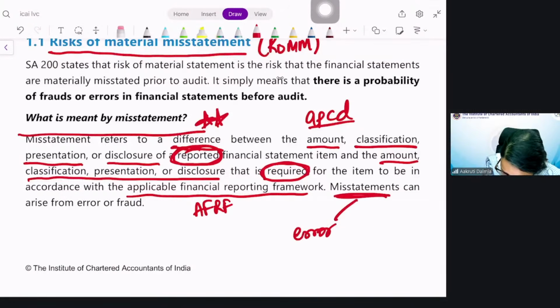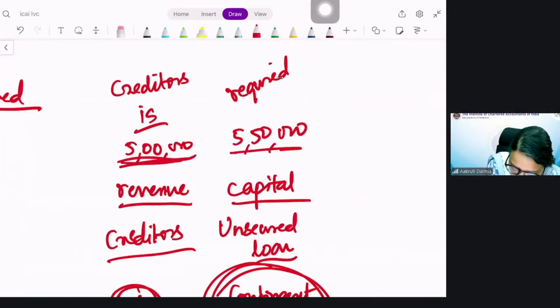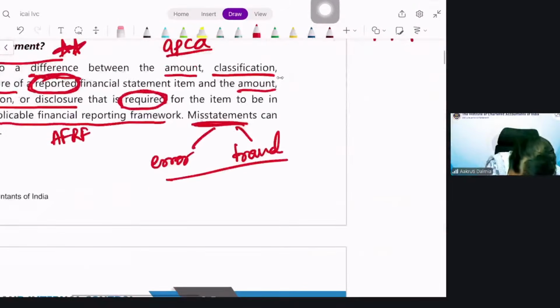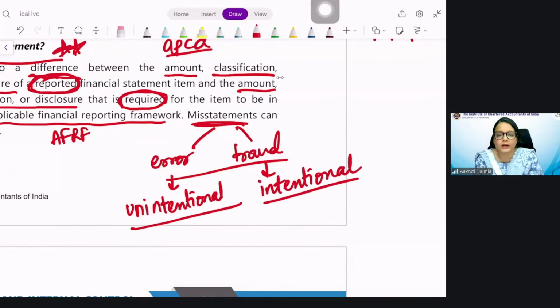Misstatements can be due to error or fraud. So if the creditor should be 5,50,000 but it is shown as 5 lakh, this misstatement could have happened by mistake, a bill was missed, or someone intentionally removed that bill because there might be some fraud. So whenever a misstatement happens, it can be unintentional or it can be intentional. Remember that. After finding a misstatement, the auditor can check further whether it is unintentional or intentional.